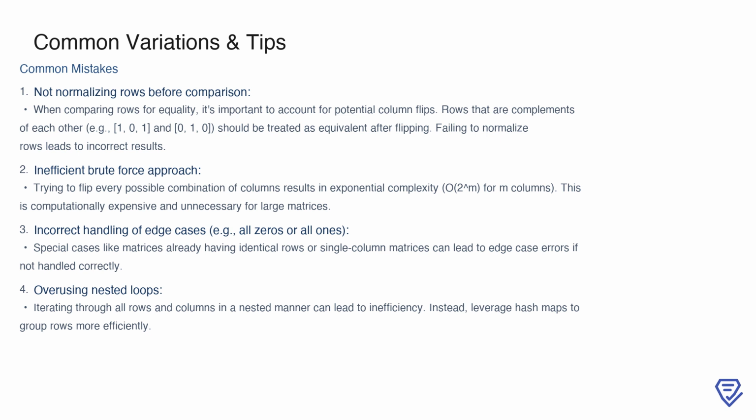Another common pitfall is using an inefficient brute force approach. Trying every possible combination of column flips results in exponential complexity, which becomes computationally expensive and impractical as the matrix size grows. Also, edge cases like matrices with all zeros, all ones, or single-column matrices can lead to errors if not handled carefully. Finally, overusing nested loops instead of leveraging more efficient data structures like hash maps can lead to unnecessary inefficiencies. A well-thought-out approach avoids these traps by optimizing for both correctness and speed.